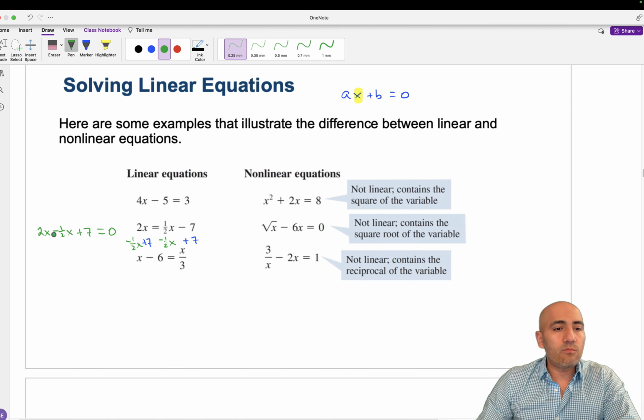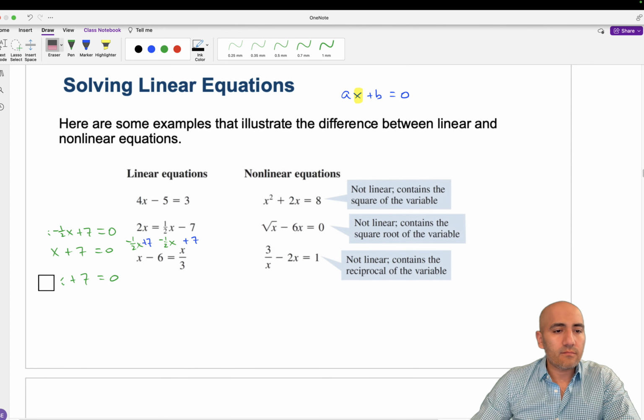And then 2 minus 1/2, that's 1.5. 1.5 copies of x plus 7 equals 0. And then 1.5 we can turn into a fraction as 3/2 x plus 7 equals 0, right? And so that also fits this form, ax plus b, right? So definitely the equation of a line.